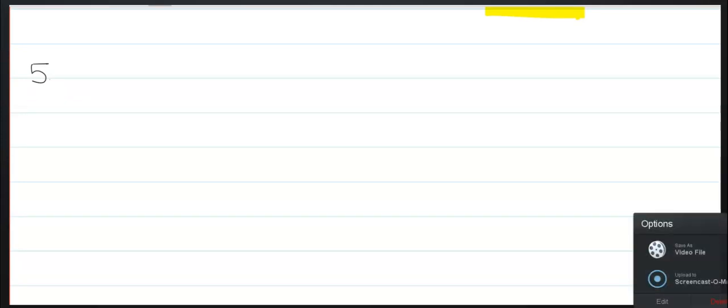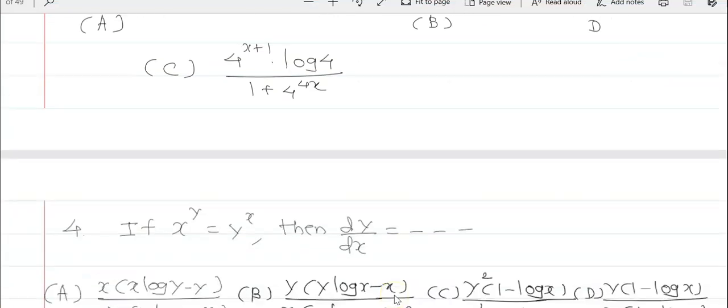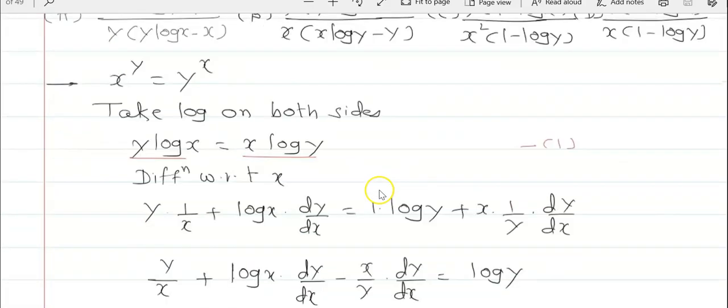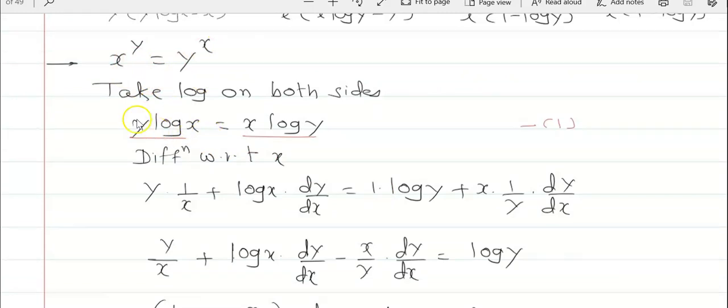Now I will repeat this question again. x raised to y equals y raised to x. Take log on both sides: y log x equals x log y. Differentiate with respect to x. y log of x gives 1 upon x, log of x as it is, derivative of y is dy by dx, plus derivative of x is 1 into log of y, plus x as it is, derivative of log of y is 1 upon y into the derivative of y, dy by dx.